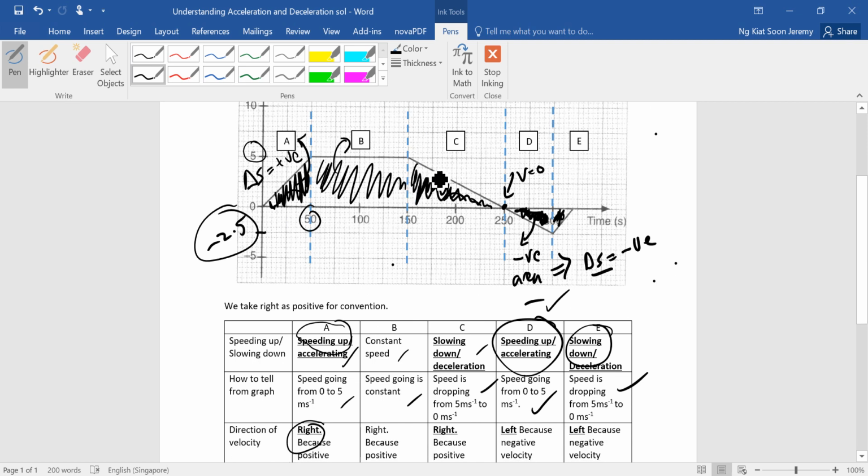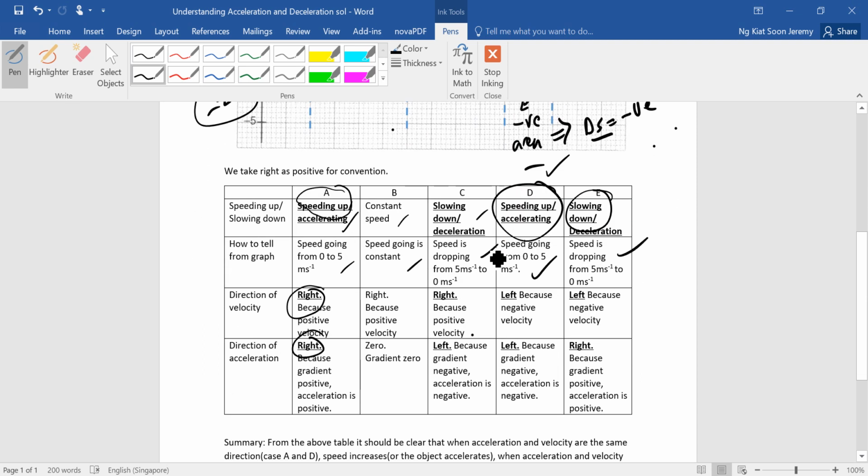For C, the velocity is positive, but the acceleration is negative, right? So if velocity is positive, right, because you can read off the y-axis, acceleration is negative, it means the acceleration is opposing velocity, right? So acceleration is towards the left, the velocity is towards the right, correct? So my acceleration is actually trying to reduce the magnitude of velocity, right? So that's why my body is slowing down, right?